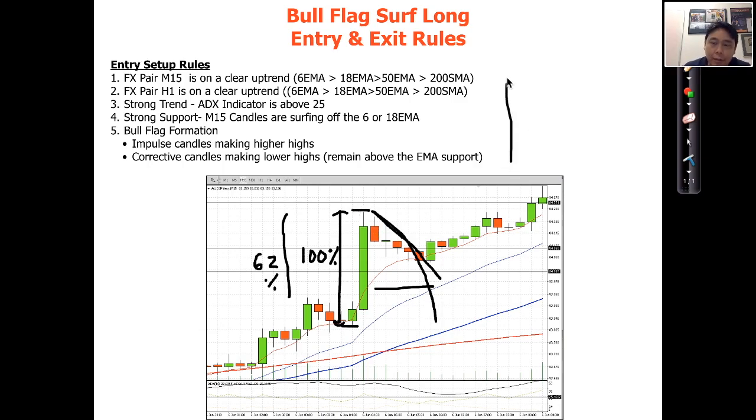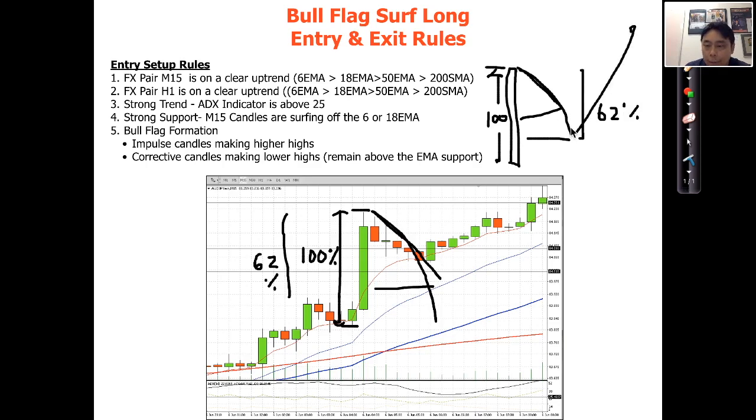Okay, let me draw. This is a flag, right? It's a flagpole. This comes with a flag, right? So if you think of this flagpole to be 100%, I want to see that the corrective candles retrace to a maximum of like 60% or 62% before going higher. If it goes more than 62%, not that great. All right, that's my favorite. I like 62%.